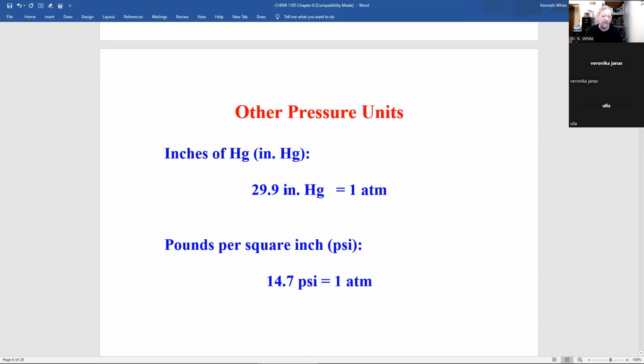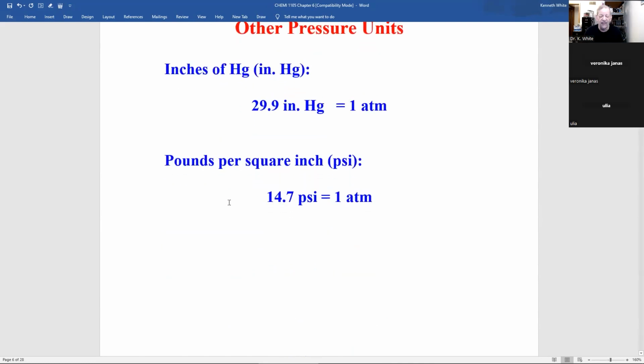Before we get into it, there are other pressure units that we're not going to cover in this class. For inches of mercury, 29.9 inches of mercury equal 1 atmosphere at sea level. Another one is PSI, pounds per square inch. That's a pressure unit. And 14.7 PSI equal 1 atmosphere.